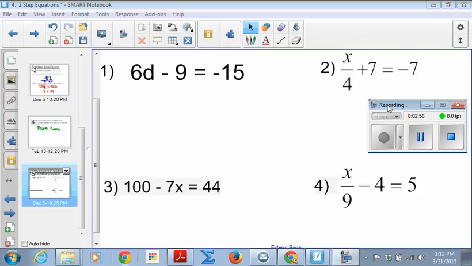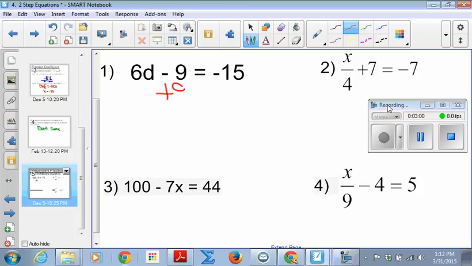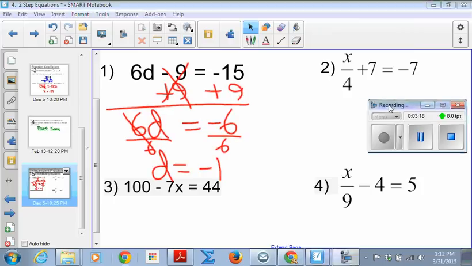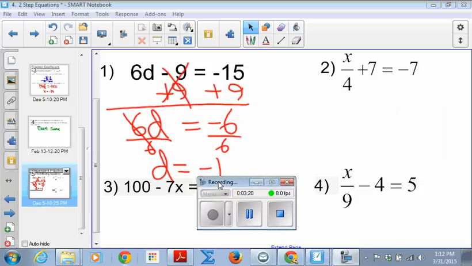So 6d minus 9 equals negative 15. We're going to add 9 to both sides. Get rid of minus 9 by adding 9. 6d is there. That's gone. Negative 15 plus 9 equals negative 6. Divide both sides by 6 to get rid of that. So d is all by itself. D equals negative 1. Move that out of the way for now.